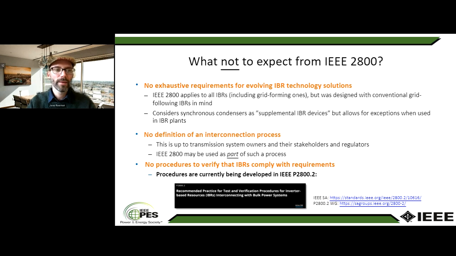performance requirements. The standard also does not define an interconnection process. This is really up to the transmission owner and their stakeholders and regulators, but it can be part of such a process as laid out on the process slide before. And last but not least, it does not specify the procedures to verify that IBRs actually comply with the requirements of the standard. Those procedures are currently being developed in 2800.2, and you can follow the links and get signed up to engage in that drafting process if you are not already engaged today.